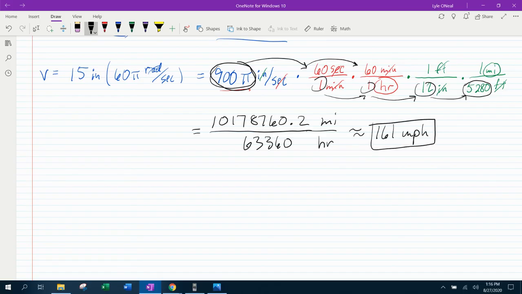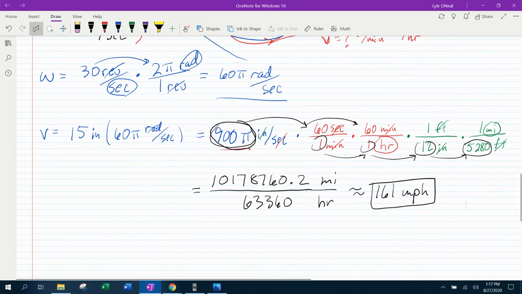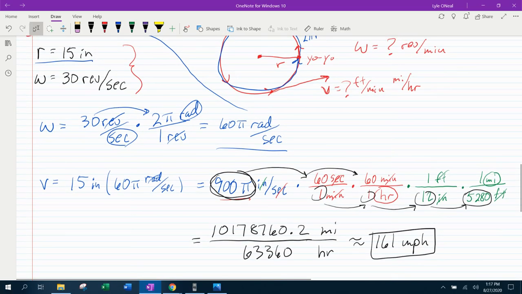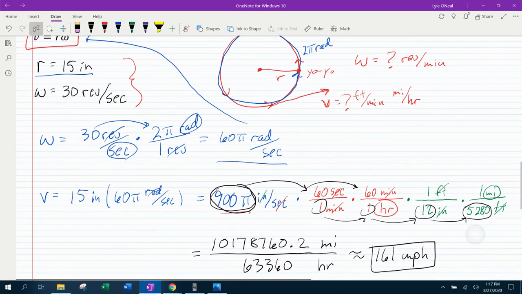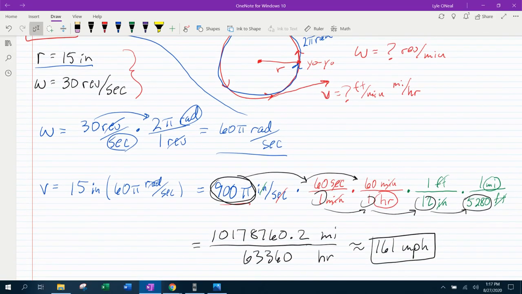Okay? So just to reemphasize what we calculated, if the tires on your car have a radius of 15 inches and they're rotating at 30 revolutions per second, you are traveling 161 miles per hour. And that's how you actually do those linear speed and angular speed problems.